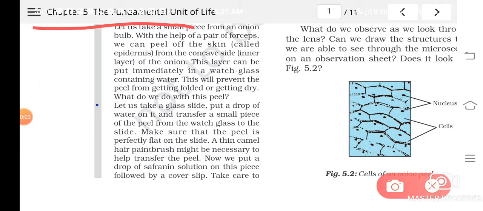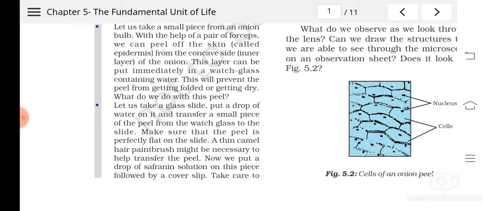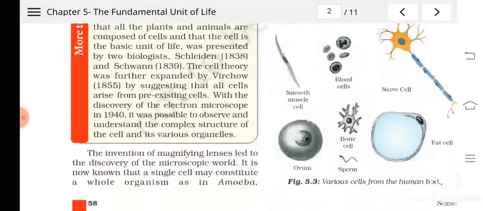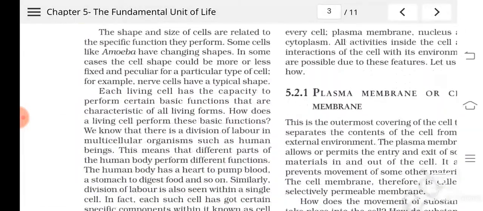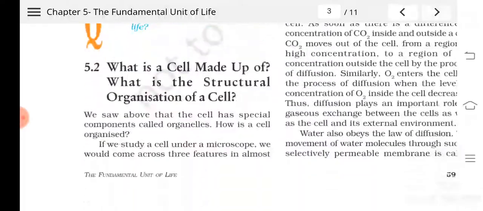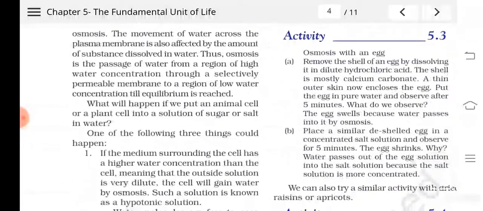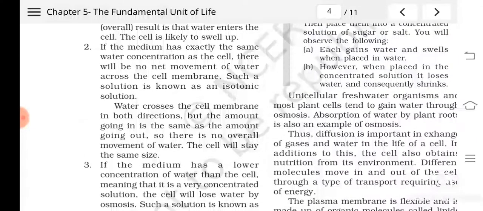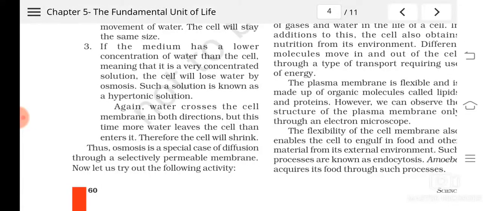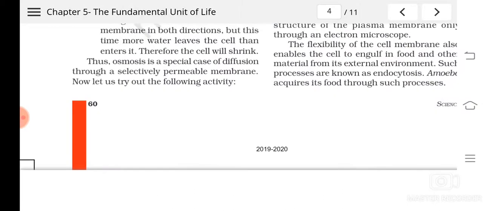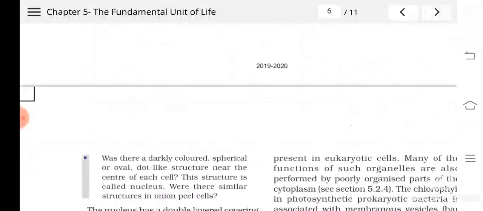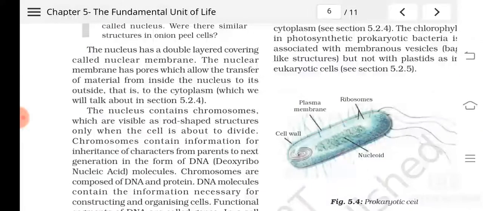So, children, we were studying chapter 5, the fundamental unit of life, and we have seen about the nucleus, cytoplasm, plasma membrane, etc. Isn't it? Now, we are going to study various cell organelles. I told you in the previous class that the cell is made up of various smaller units. These units, which are needed for doing different functions, are called organelles. We'll be studying different organelles one by one in the next classes.